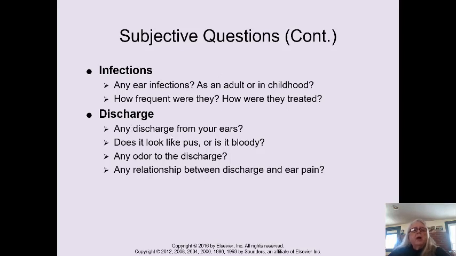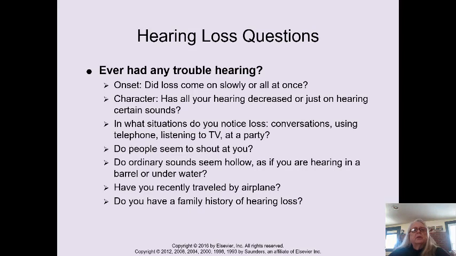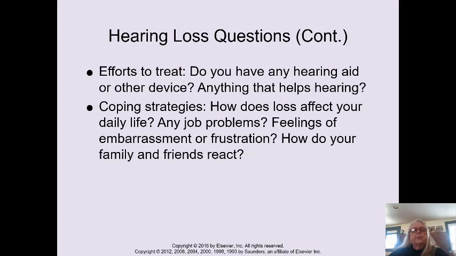So you're also going to be asking your patient if they have any discharge from their ears. What does the discharge look like? Is there any pain with this discharge? Have they ever had any trouble hearing, and all of the questions that go along with trying to determine what type of difficulty they're having with their hearing. Have they ever had, or do they presently have, a hearing aid? Is there anything else that helps?